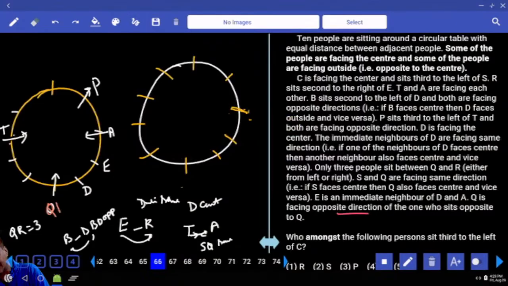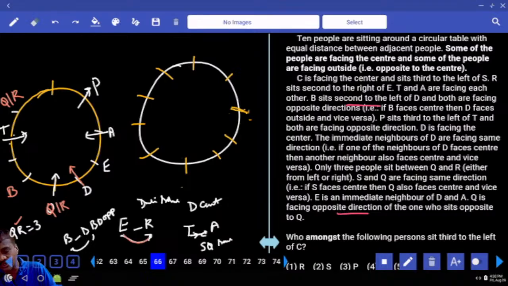If Q and R are here, let us take a possibility. The other persons, 1, 2, 3, and Q and R will be like this. 3 persons between Q and R. Then, what is the information we have? B is seated second to the left of D, so B must be here. Then D is facing the center because B sits second to the left of D.